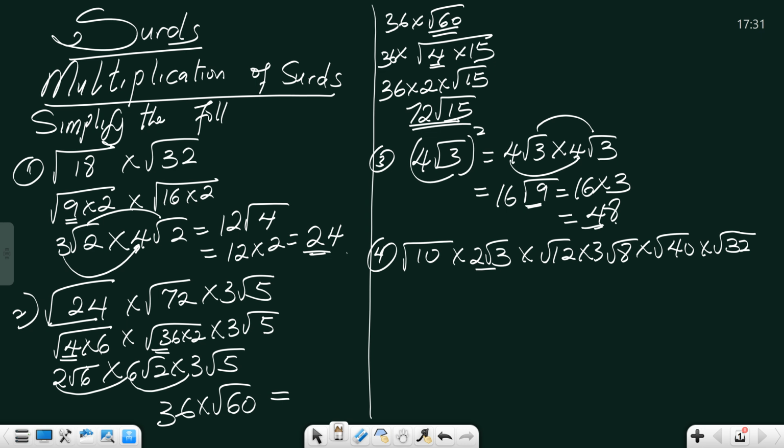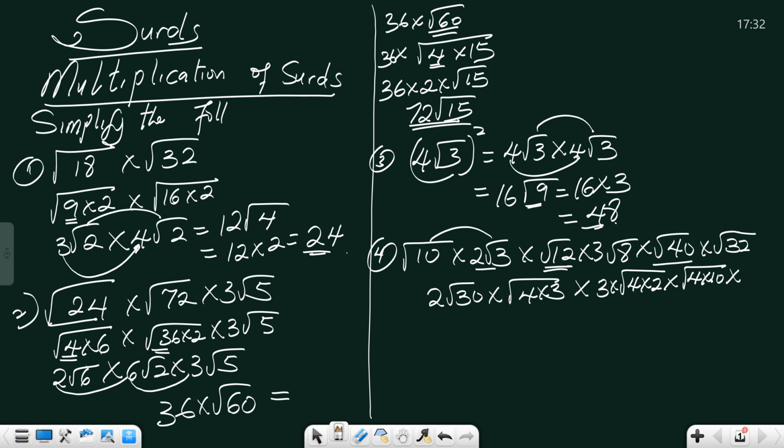So let's see. Here, I can multiply these roots together. That's root 10 times root 3. So this will give me 2 root 30, the first one, the first 2. Now let's go to the next one. I can break this 12 down, times here I will have 4 times 3. Times this 3 will come down. Times root what? I can break this 8 down. That will be 4 times 2. Times, I can break this 40 down to give me what? 4 times 10. And I can break 32 down to give me 16 times 2.